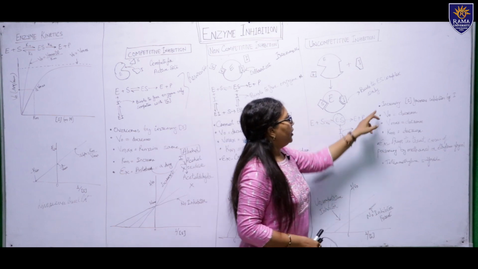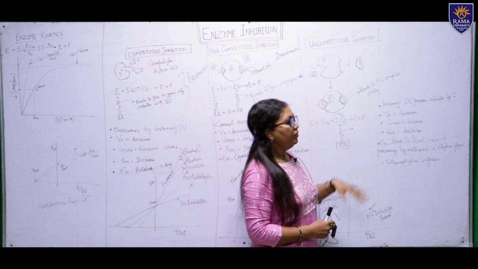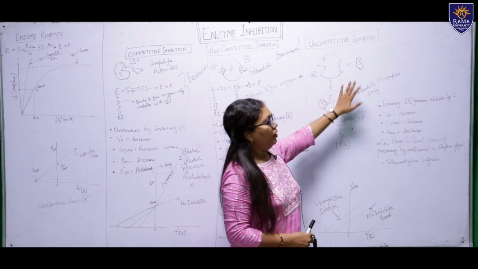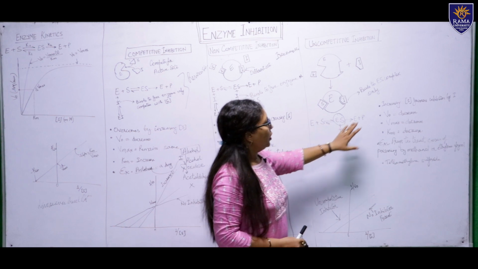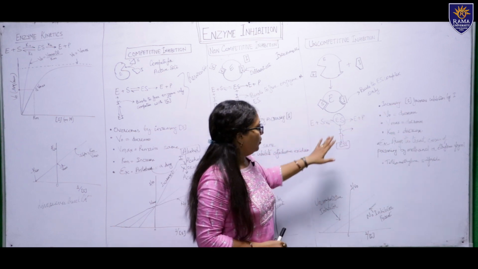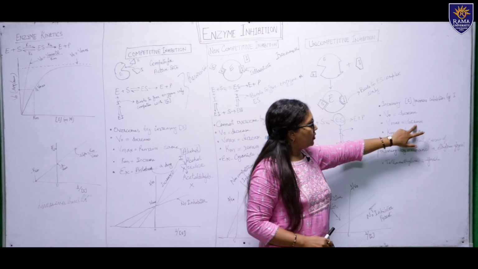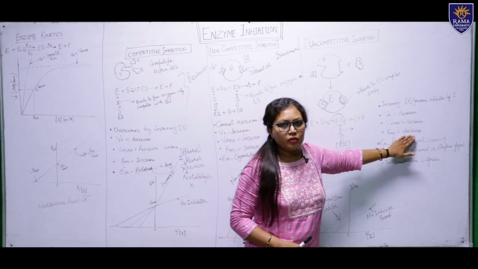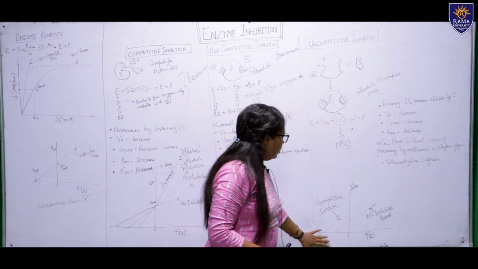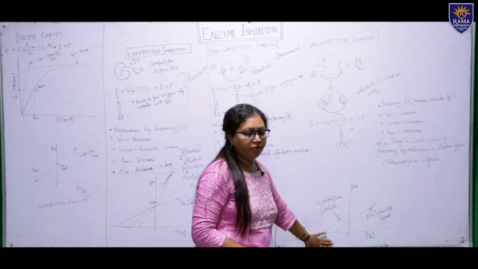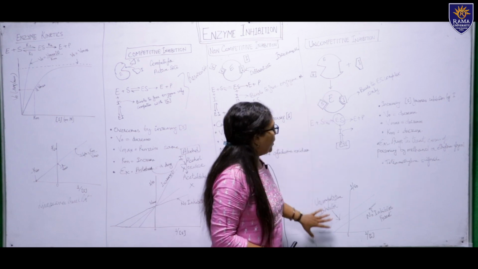No. Increasing the substrate concentration favors the uncompetitive inhibition. So, increasing the substrate concentration will not help in achieving the Vmax. Therefore, the Vmax is decreased, the initial velocity is decreased, and the Km is also decreased in this case. This is the Lineweaver-Burk plot for uncompetitive inhibition.